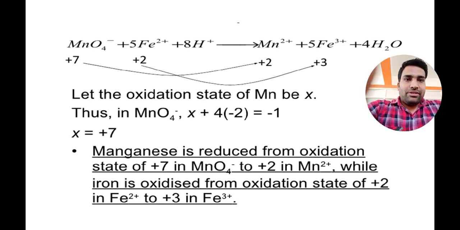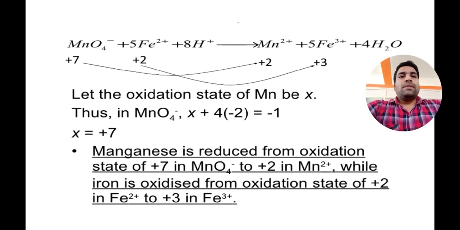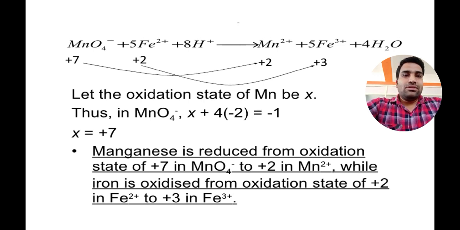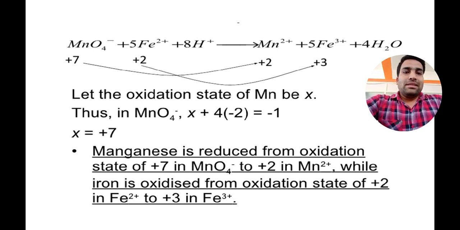So now let's have a look at this reaction. Here we have a redox reaction: MnO4 minus plus 5 Fe2 plus plus 8H plus gives Mn2 plus plus 5 Fe3 plus plus 4 H2O. Let's see which element undergoes oxidation, which undergoes reduction, and which acts as reducing agent and oxidizing agent. Let the oxidation state of Mn be X. In MnO4 minus, X plus 4 times minus 2 equals minus 1, so X will be plus 7.